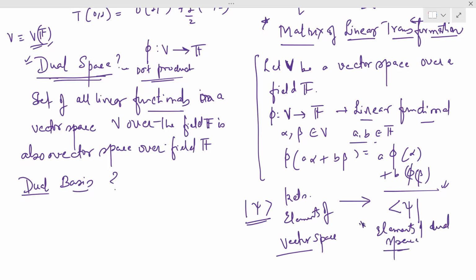Okay, so this is why I'm interested in this dual basis and dual space, and that is why I've been teaching you all this while. I think this is the third time I'm teaching the dual space again, because I find that not many people are able to follow this.